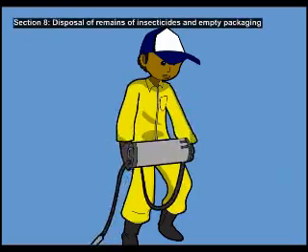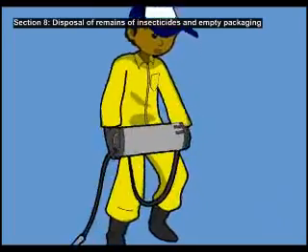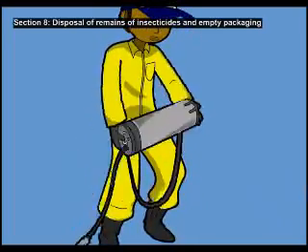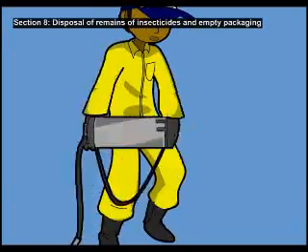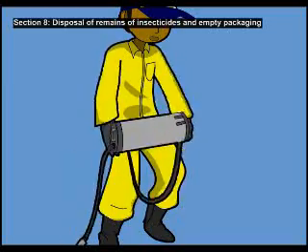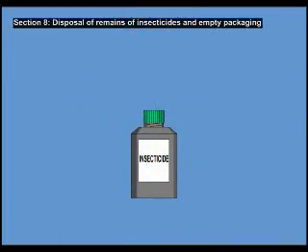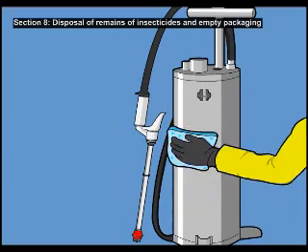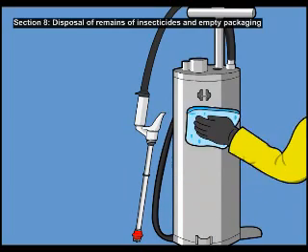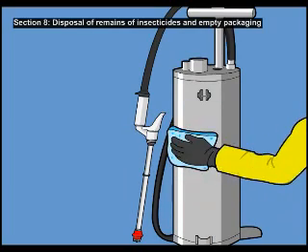Section 8. Disposal of remains of insecticides and empty packaging. It is important that the environment is not exposed to insecticides from washing the sprayer or from used containers. It is important to clean the sprayer thoroughly after each day's use and before it is stored.